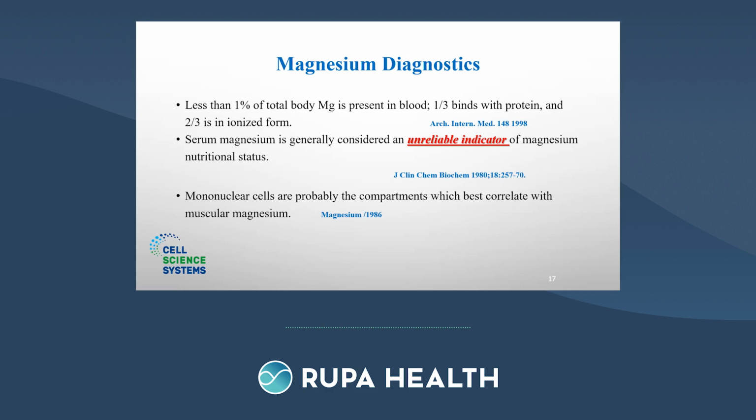Well, you can see here that less than 1% of the total magnesium is in the blood, okay? Serum magnesium, we've known this since 1980. As you can see here, I noted the reference. Since 1980, we've known that serum magnesium is an unreliable indicator of magnesium nutrition status. But we keep doing it, okay?